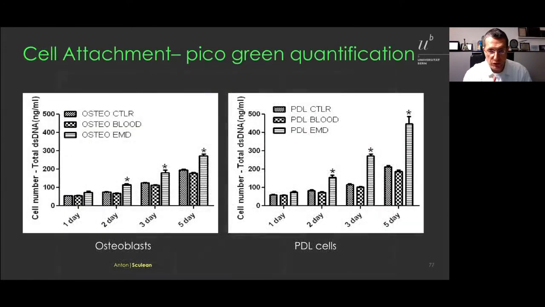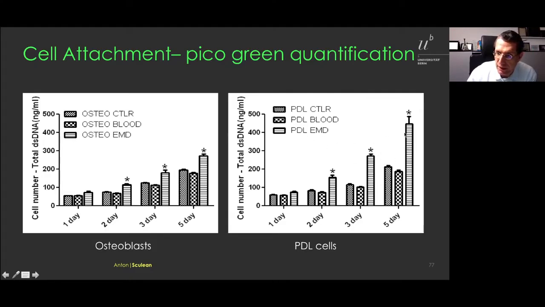So in other words, we have fewer cells there. What is going to happen if we don't have a contamination with blood? Look at the slide to the right. At 5 days, you see the bar.